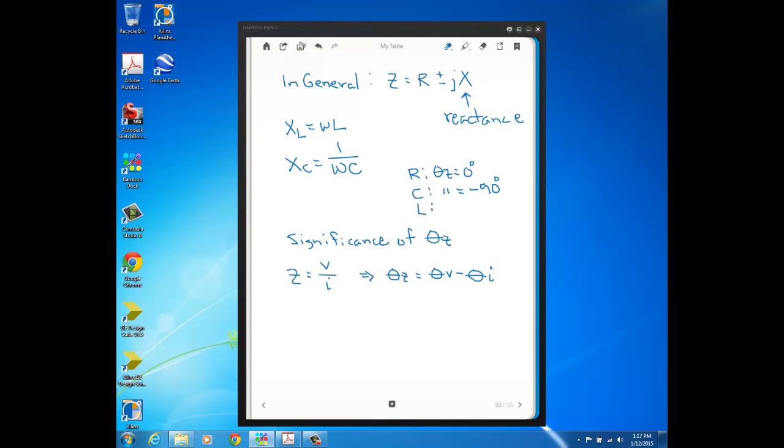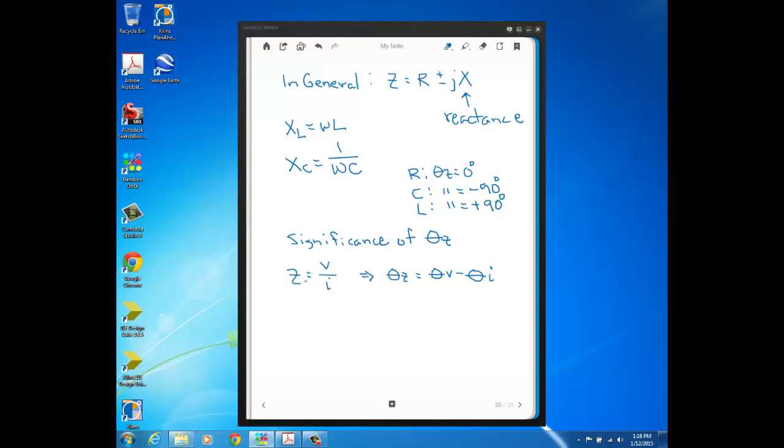And for an inductor, theta Z was plus 90 degrees. All right. Well, theta Z gives you the angle between the voltage and the current, because if you just use your knowledge of complex math, if you have a complex quantity, which impedance is, equal to a ratio where both of these are complex quantities, right? In sinusoidal voltage, sinusoidal current, they're both, when represented as a phasor, a complex quantity. They have a magnitude and an angle.